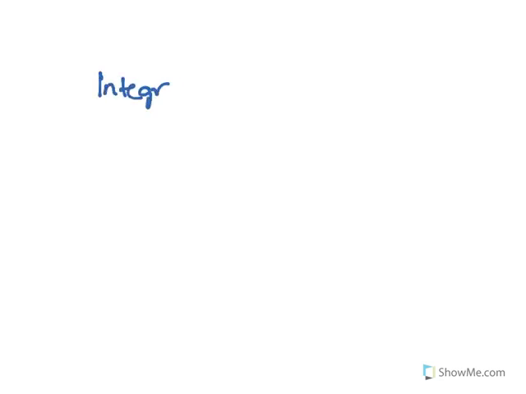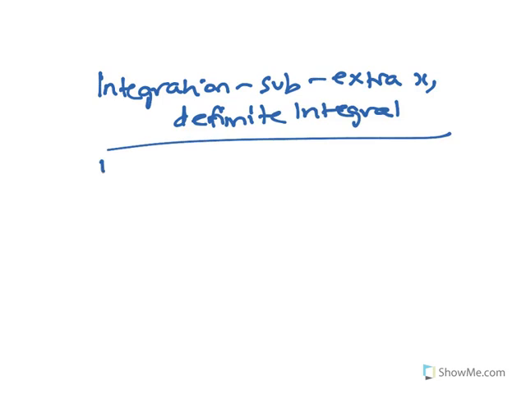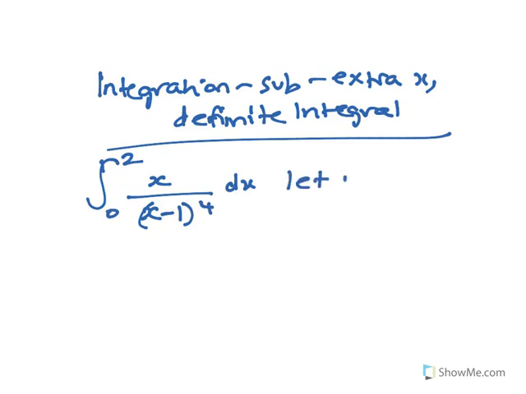Okay, so we're going to do just an integration with substitution, just with an extra x, but we're going to make it a definite integral. So you need to also change the endpoints. Let's say the integral from 0 to 2 of x on x minus 1 to the 4 dx. And what we're going to do is let u equal x minus 1.